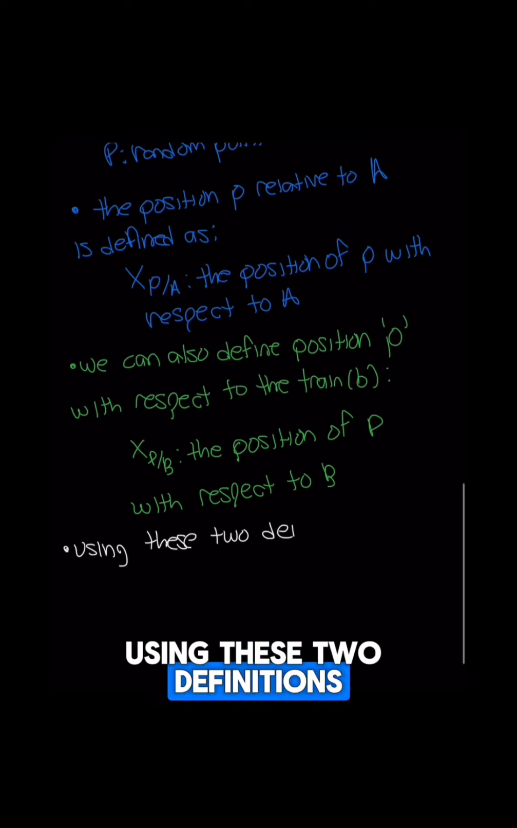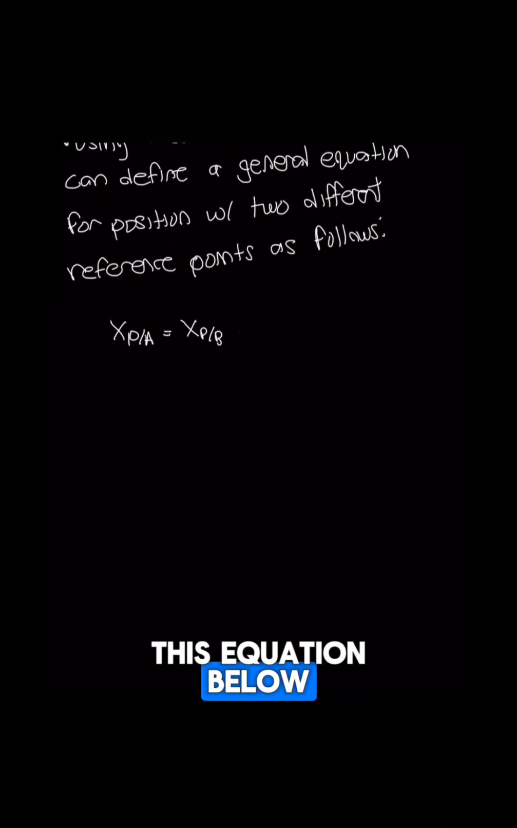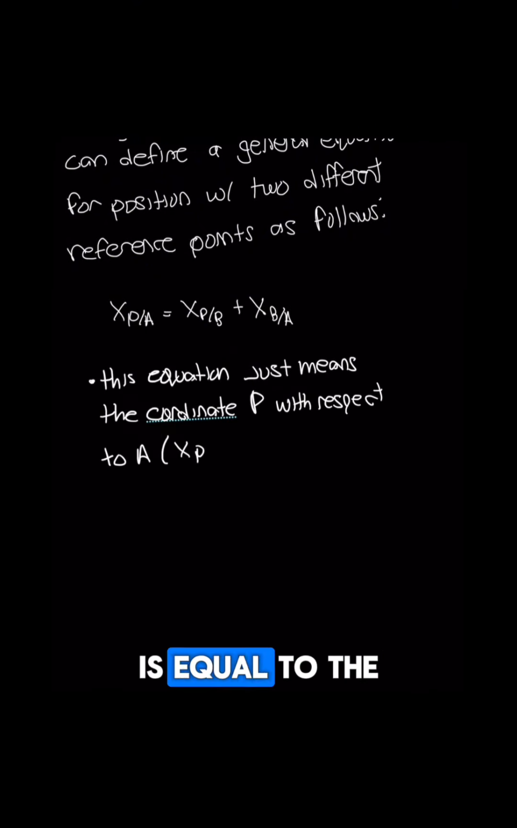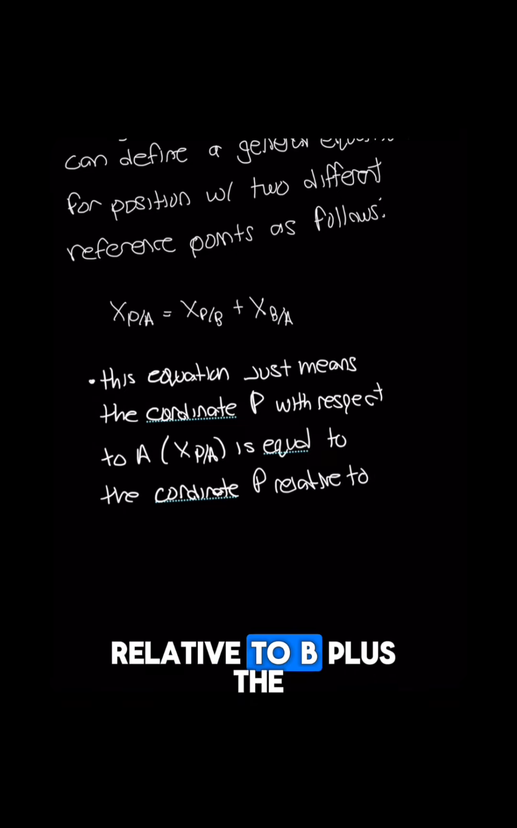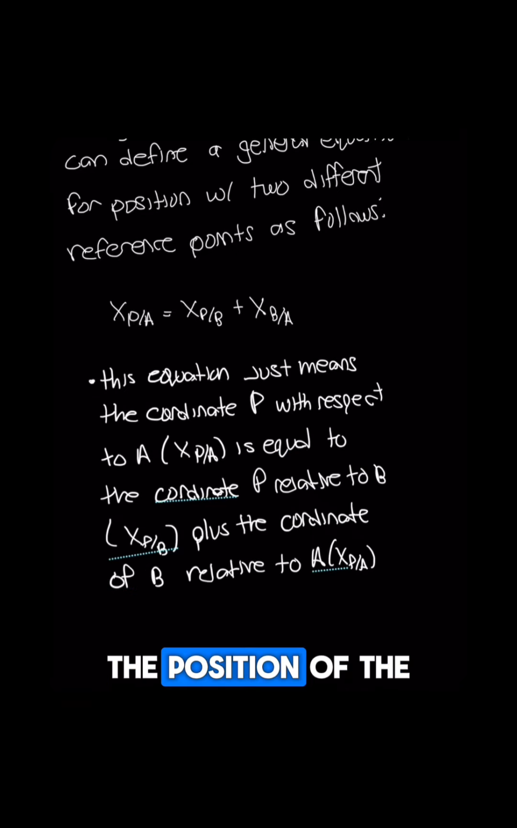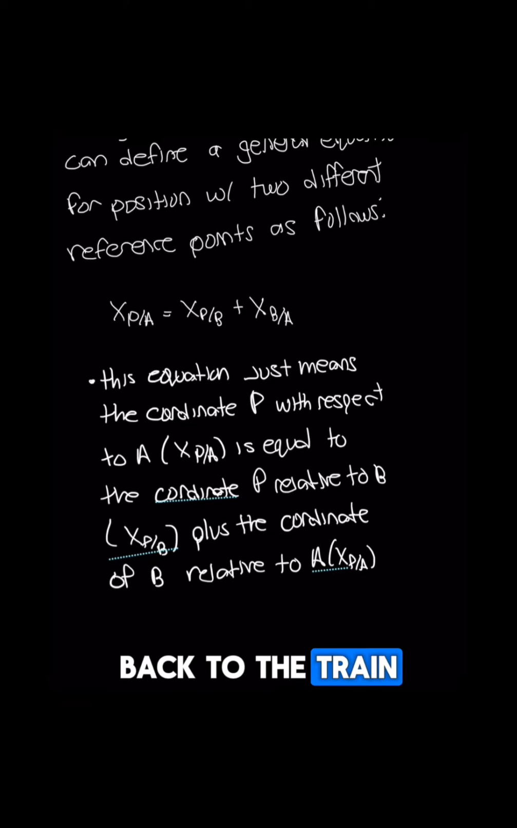Using these 2 definitions, we can define a general equation for the position with 2 different reference points, given by this equation below. And this equation just means that the coordinate P with respect to A is equal to the coordinate P relative to B plus the coordinate of B relative to A. That just means in our scenario, the position of the person in the train with respect to the person on the side is equal to the position of the person on the train with respect to the train plus the position of the train with respect to the person on the side.